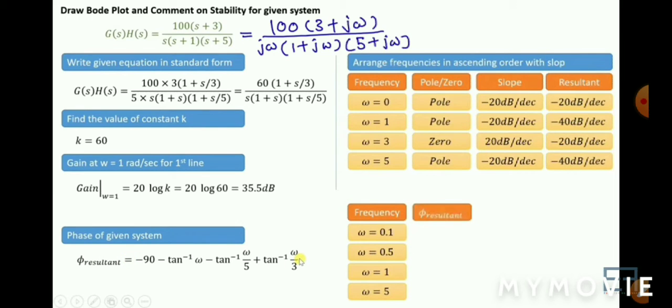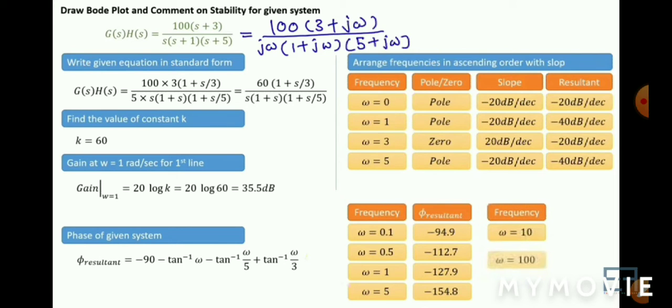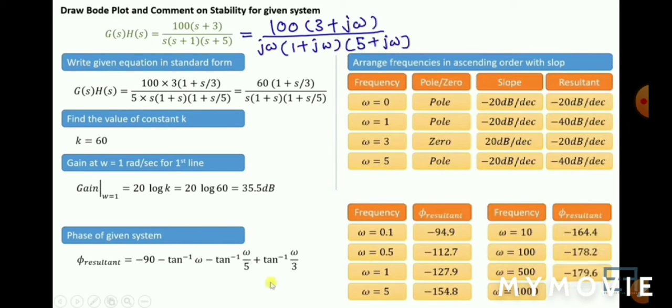Then frequency. These are some frequencies I am assuming; you can take your own values: omega equals 0.1, 0.5, 1, 5. If you put them in the formula, the resultant phase angle, for omega equals 0.1, you will get minus 94.9, and so on for the others.